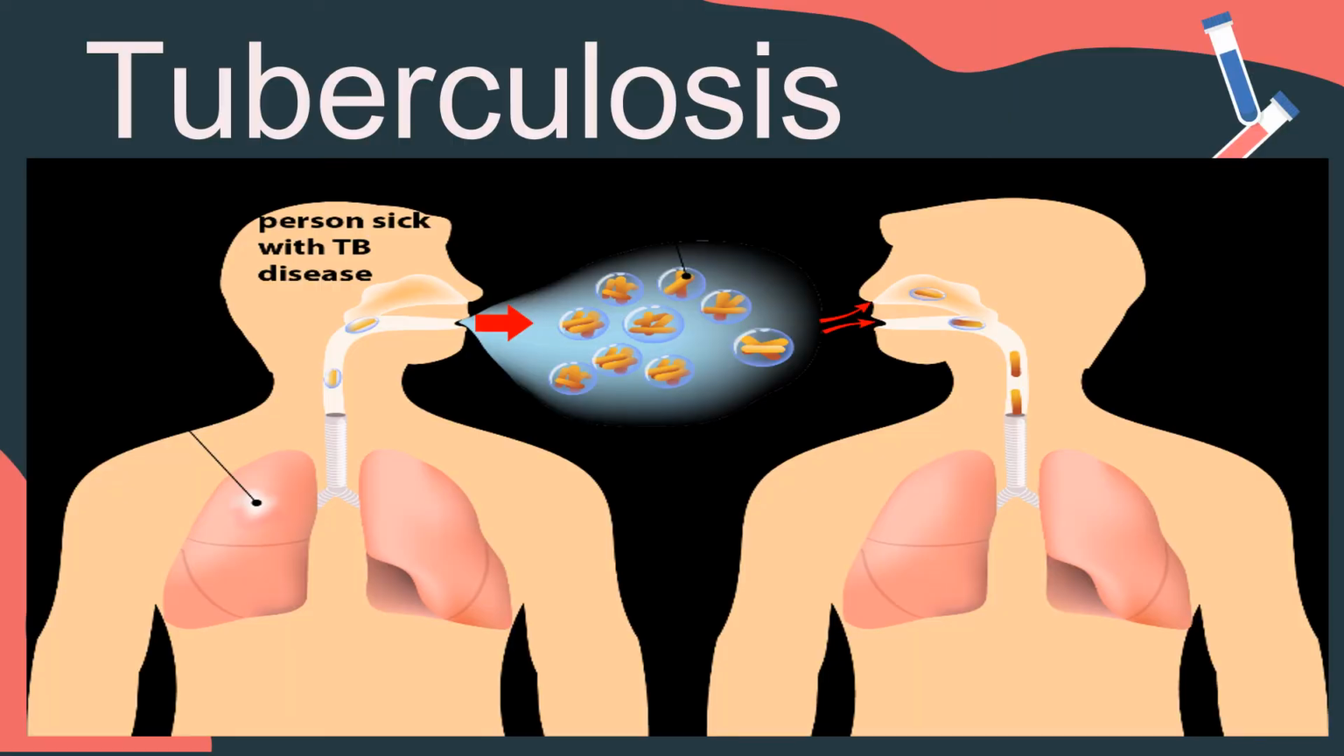The next one is tuberculosis, one of the most fatal respiratory problems. It is caused by a bacterial infection that mainly affects the lungs. The bacteria that cause tuberculosis spread from one person to the other through tiny droplets released to the air through coughs and sneezes.